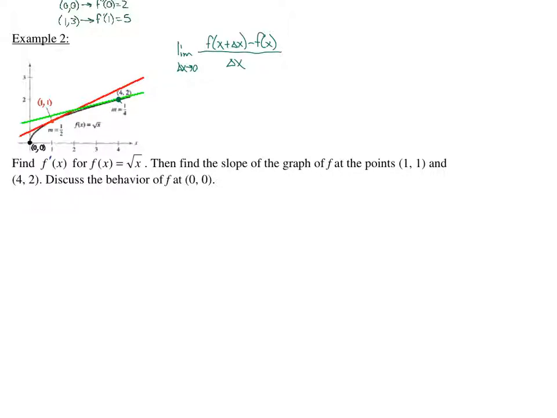We have our definition up here. What is f of x plus delta x in this case? Yeah, this one's actually pretty easy. It's just square root of x plus delta x. There's no simplifying really here that can happen. So we're going to take the limit as delta x approaches 0 of square root of x plus delta x minus the original function, which is just square root of x, and that's over delta x.